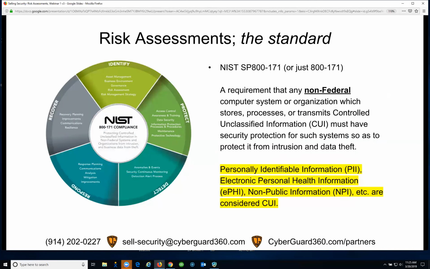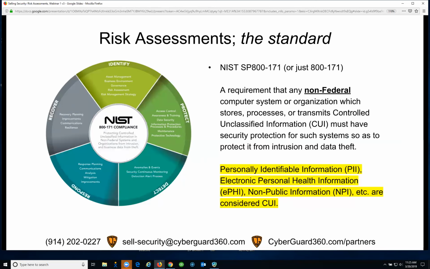And then inside the cybersecurity framework is 800-171, which is how it's commonly used. You might call it NIST SP 800-171, but this is the standard by which risk assessments are formed and measured. And they talk about how you use a risk assessment to look at all areas of the company.